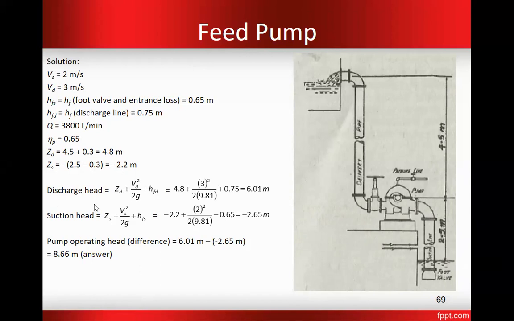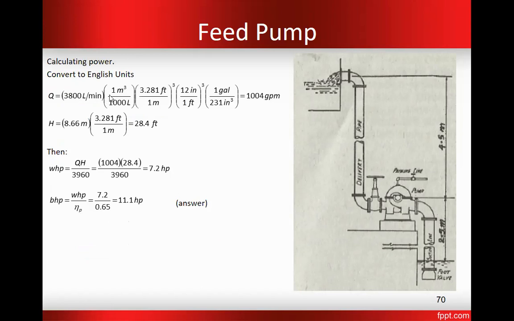The discharge side is equal to Z sub D plus V sub D squared over 2g plus H sub FD, which is equal to 4.8 plus 3 squared over 2 times 9.81 plus 0.75, which is 6.01. The suction head is Z sub S plus V sub S squared over 2g minus H sub FS, which is negative 2.2 plus 2 squared over 2 times 9.81 minus 0.65, which is negative 2.65 meters. So the pump operating head difference is 6.01 minus negative 2.65, which is 8.66 meters. This is the answer for the total head.